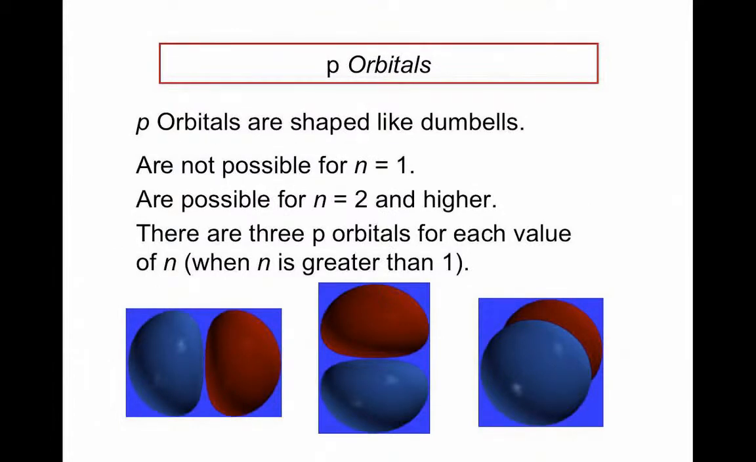P orbitals are roughly in the shape of hamburger buns or dumbbells and only exist for energy levels of 2 and above. At each energy level, there are 3 degenerate p orbitals. Degenerate means that each orbital is of exactly the same energy level and shape. However, the 3 orbitals are oriented orthogonal to one another in space. We refer to these as the px, py, and pz orbitals to distinguish between them.